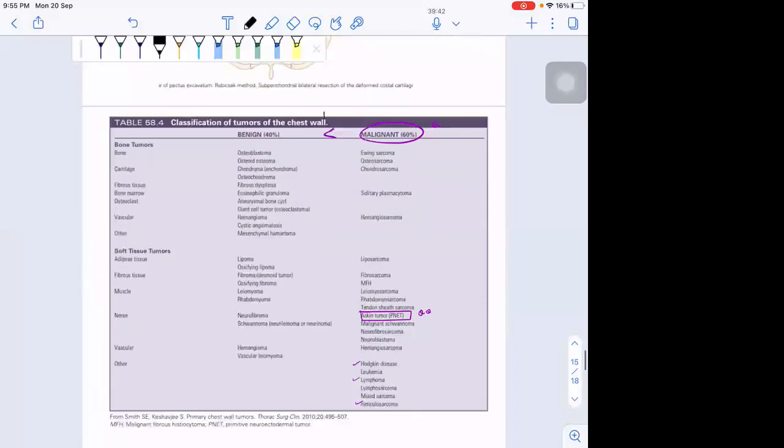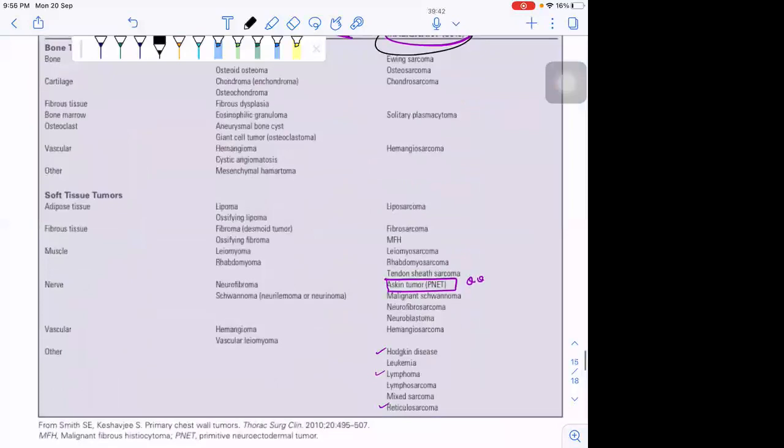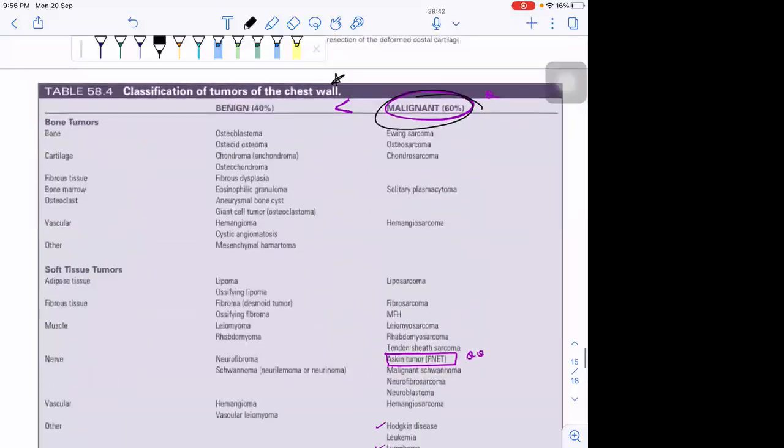So next comes the classification of tumors of the chest wall. Which is more, benign or malignant? Malignant tumors are more common in the chest wall. Chest wall tumors are divided into bone tumors and soft tissue tumors.